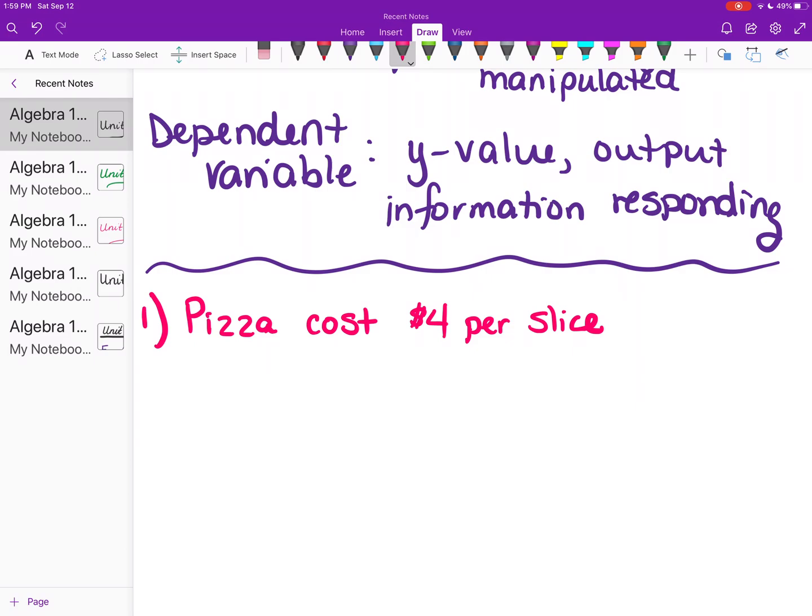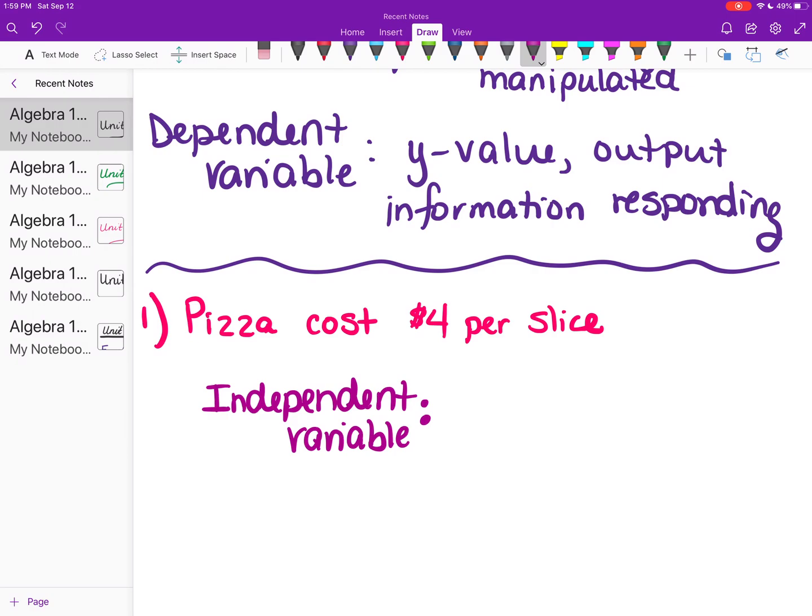Pizza costs $4 per slice. So we're going to talk about a couple things with this problem. We're going to graph this problem, and we're going to discuss how this works, okay? So let's talk about what is our independent variable. Which thing are we going to manipulate? What are we going to change? What do we have the power to change? We have the power to change how many slices of pizza we decide to eat or buy, okay?